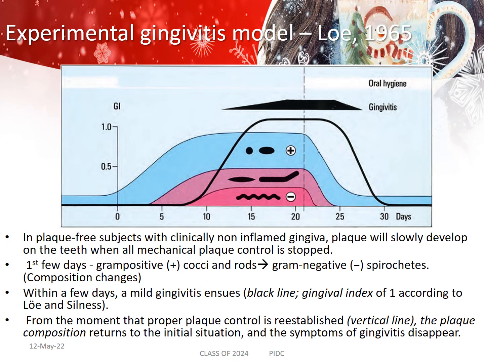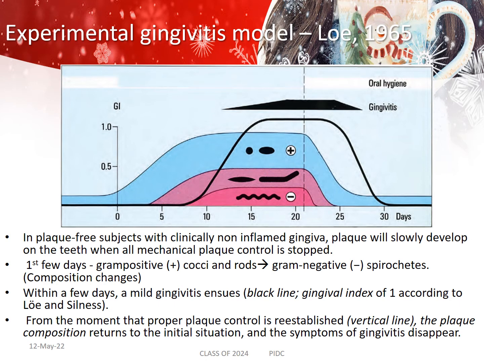Okay, coming to the experimental gingivitis model by Löe. This was a study done by Löe on tea plantation workers, wherein plaque-free subjects with clinically non-inflamed gingiva were asked not to brush. Plaque slowly develops on the teeth when all mechanical plaque control is stopped. So without brushing, the plaque continues to develop.